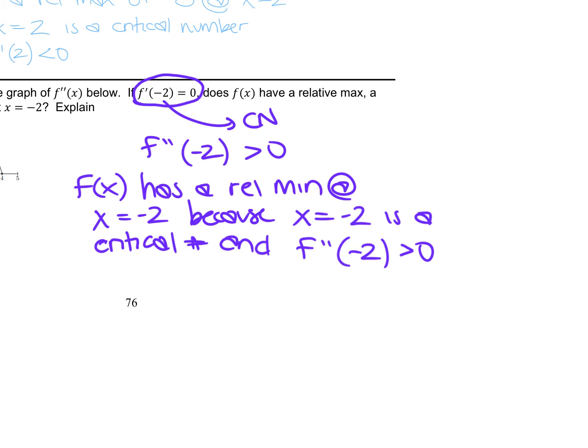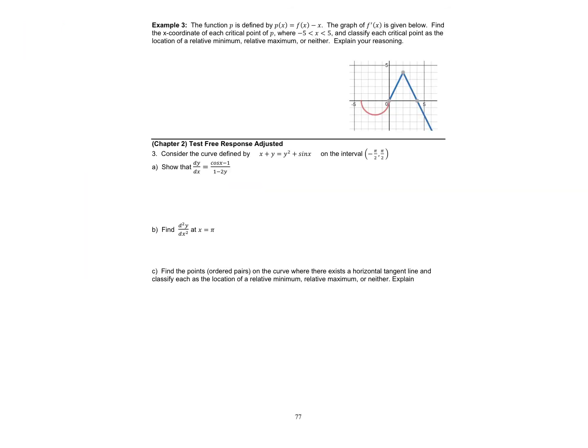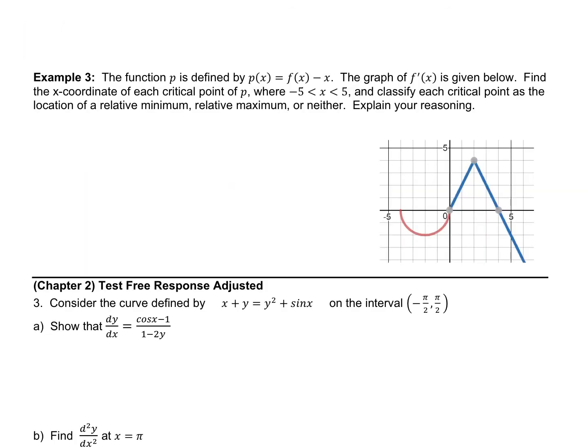All right, let's look at the back. I guess they just have to put it there. In example 3 here, we have p of x is equal to f of x minus x. Whatever that is, we're just going to call it that. This is the graph of f prime. Find the x-coordinate of each critical point of p, where x is between -5 and 5, and classify each critical point as the location of a relative min, relative max, or neither.